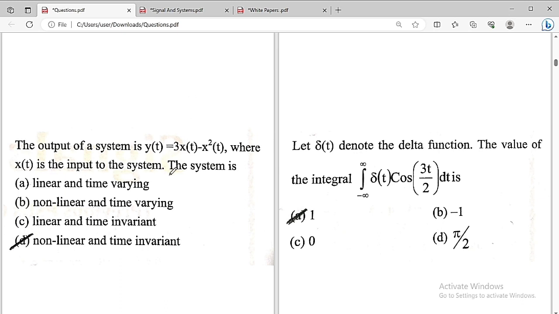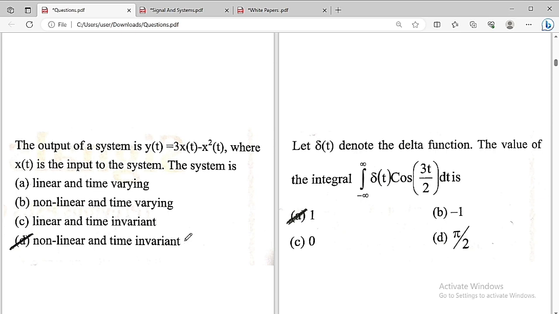Option A, linear and time varying. Option B, non-linear and time varying. Option C, linear and time invariant. Option D, non-linear and time invariant. They are asking about the linearity property and the time variant property. Out of these four options, option D, non-linear and time invariant, is the correct solution.